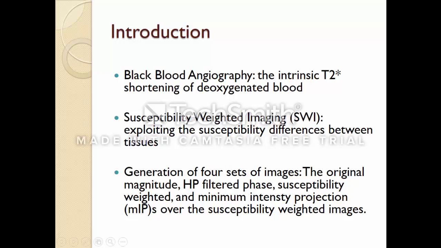First of all, before I start with susceptibility weighted imaging, I would like to mention black blood angiography. In order to make a black blood angiogram, there are several mechanisms that can attenuate or eliminate signal intensity from blood. And as in our method, susceptibility weighted imaging, one can use the intrinsic T2 star shortening of the deoxygenated blood to produce high spatial resolution black blood MR venograms.